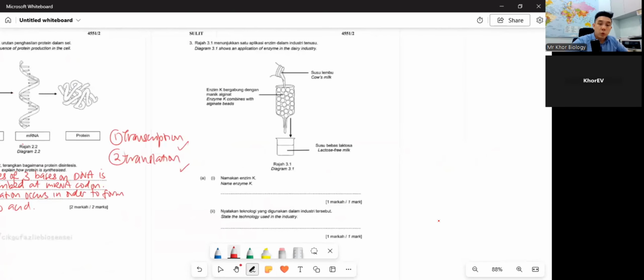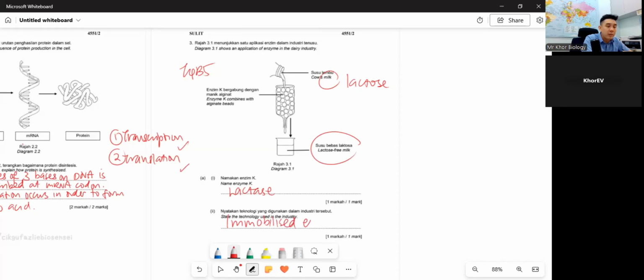Next, moving on to question 3. Name enzyme K. Obviously the moment enzyme is there, you know it is from Form 4, chapter 5. K here is actually lactase, because we want to break down the milk. Lactase breaks down lactose. That's why at the end you can see it is lactose free.